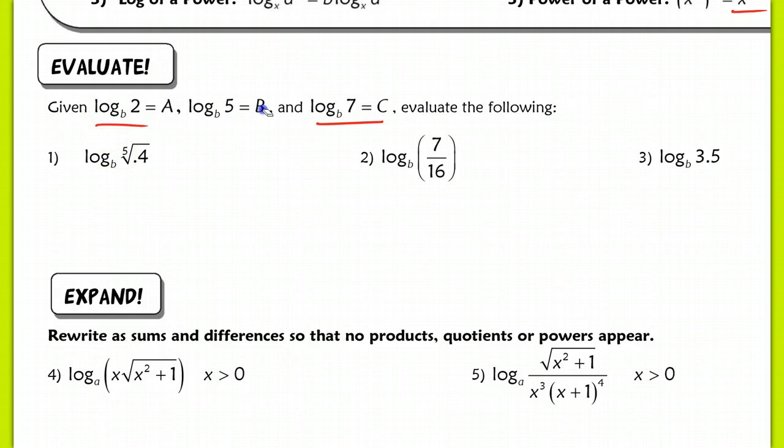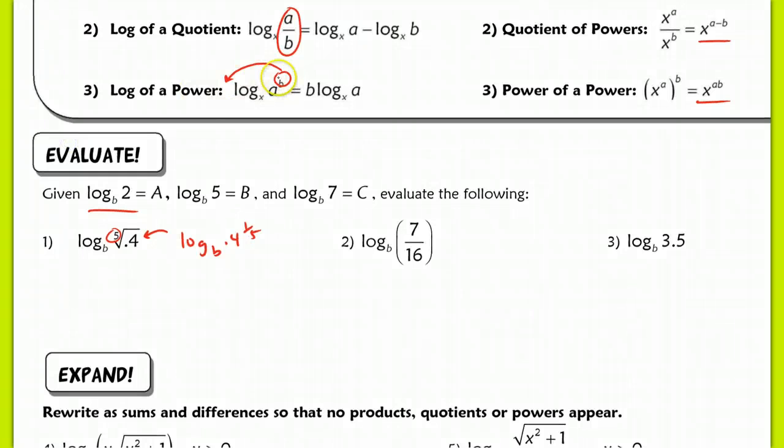So let's try to rewrite the log here using some of our properties. Well, I see that I have basically a rational power. I can rewrite this as log base b of 0.4 to the 1/5 power. And now using that last rule we just talked about, the log of a power, I can bring that exponent out in front. So I can rewrite this as 1/5 times log base b of 0.4. Now 0.4 isn't really helpful yet because I don't have an argument that looks anything like 0.4. However, I can rewrite 0.4 as 2/5.